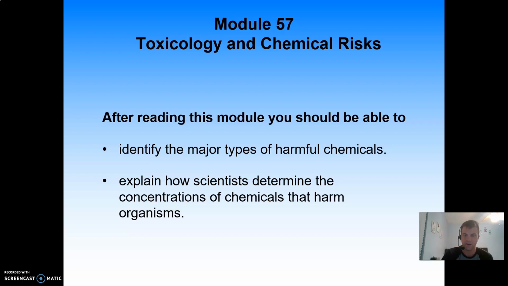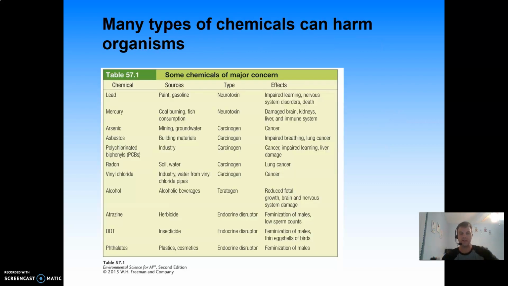After reading this module, we should be able to identify the major types of harmful chemicals, and explain how scientists determine the concentrations of chemicals that harm organisms. You can see here a list of major concerned chemicals, from lead, which used to be found in paint and gasoline. That's why your gas is called unleaded now. It's a neurotoxin that impairs learning, causes nervous system disorders, and can lead to death.